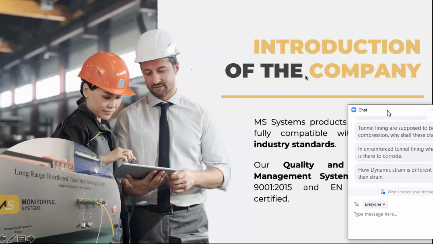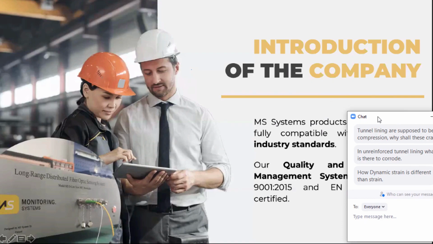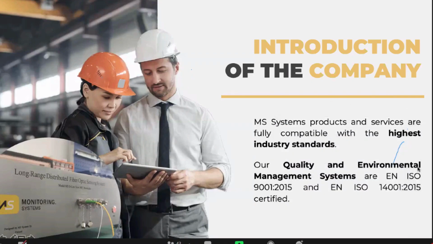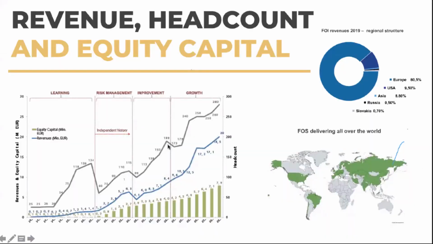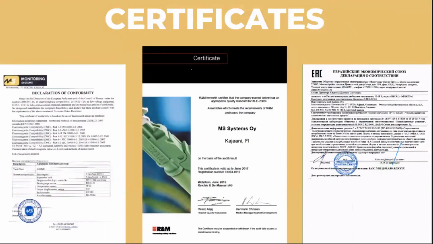MS Systems products and services are fully compatible with the highest industry standards. We are ISO certified as well. As you can see, we have operations in a lot of countries. The turnover of the company is over 25 million euros. Let's go down. These are just some certificates that have been achieved. Go down.